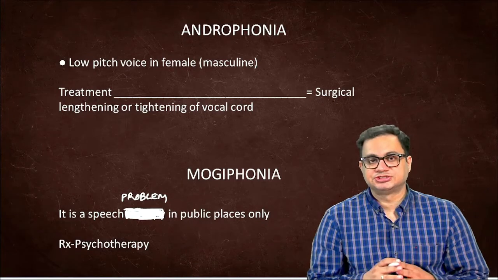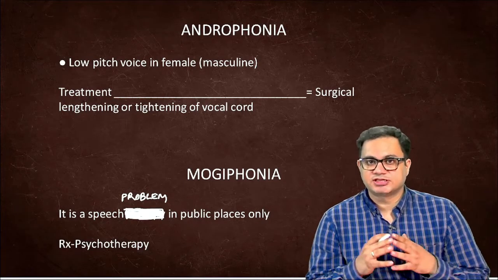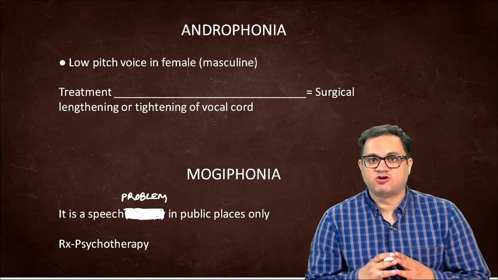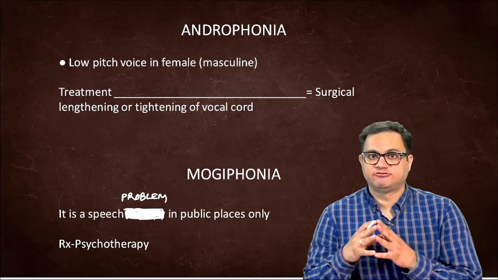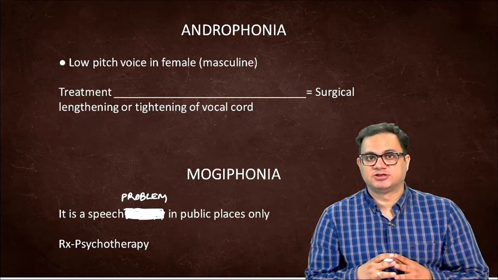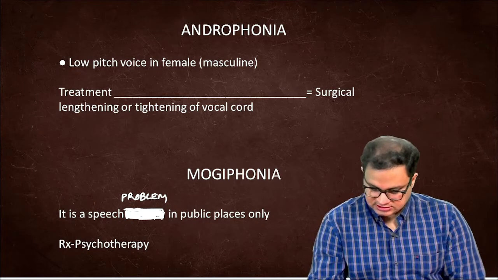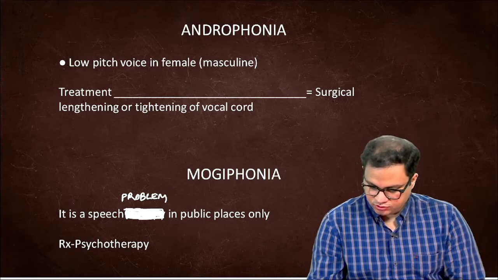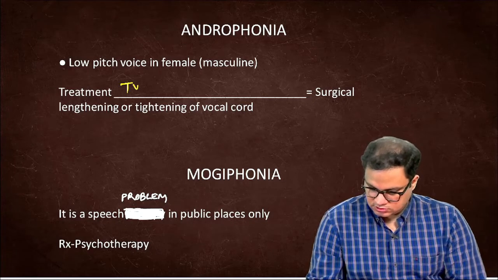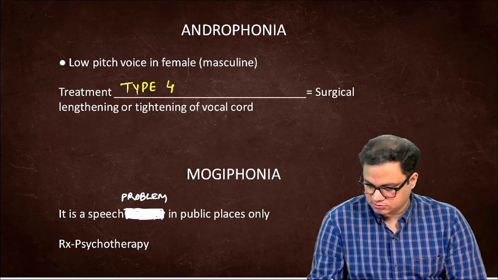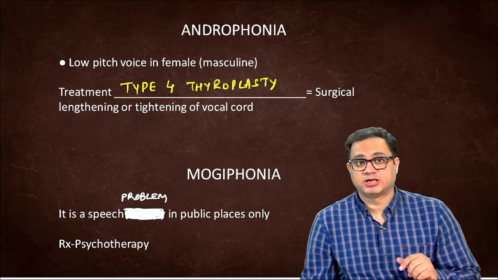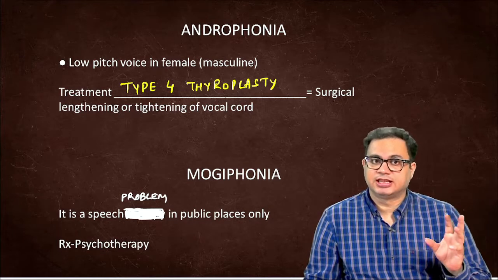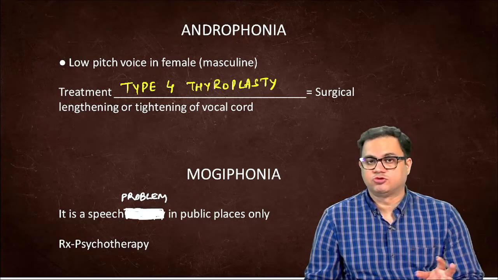Now, the next condition is androphonia. Basically, what is androphonia? It is the presence of low pitch voice in females, that is a masculine voice or a male voice in females. So, what is the treatment of this? Treatment of this is type 4 thyroplasty. And what is type 4 thyroplasty? It is the surgical lengthening or tightening of the vocal cord.